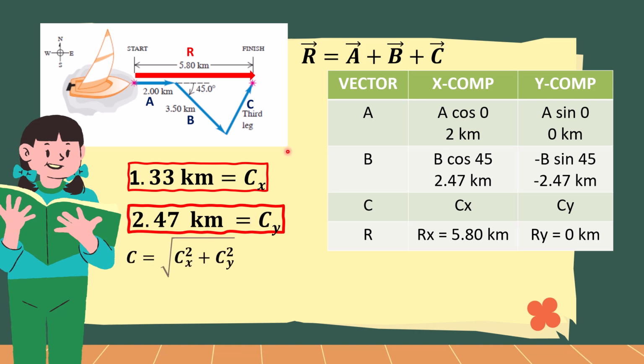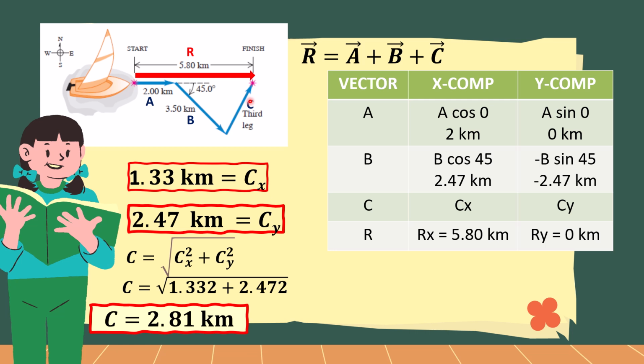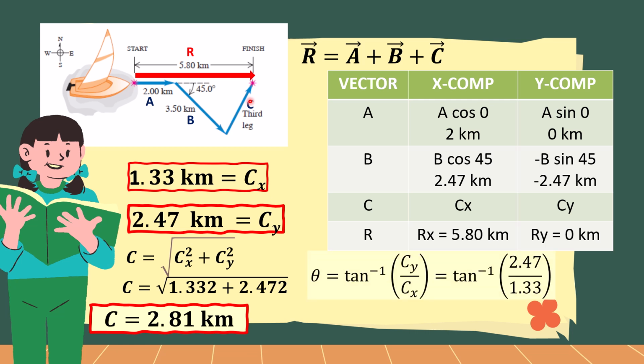Using the Pythagorean theorem, you can get the magnitude of the third leg, which is 2.81 kilometers. And the angle is 61.7 degrees. We got the angle from the equation arctan of Cy over Cx.